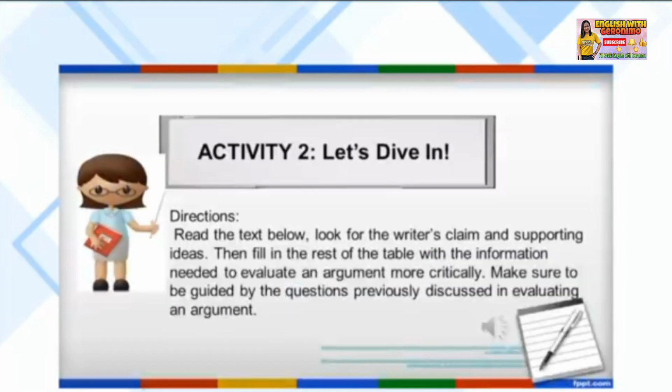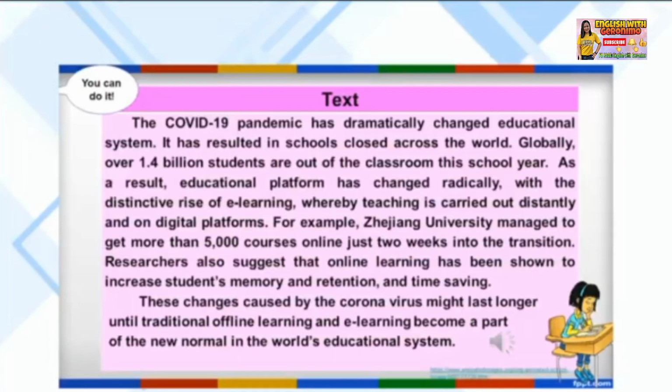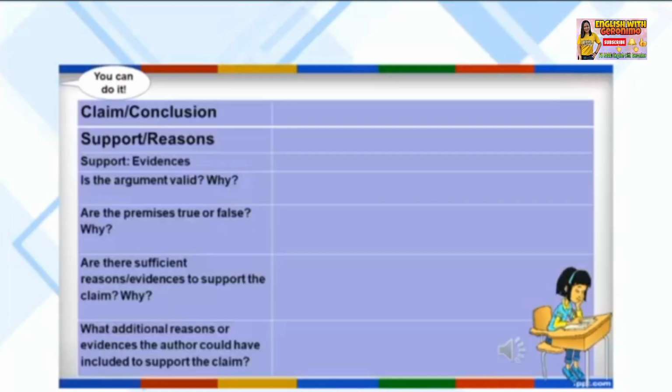Let us now proceed to activity 2. Read the text below. Look for the writer's claim and supporting ideas. Then fill in the rest of the table with the information needed to evaluate an argument more critically. Make sure to be guided by the questions previously discussed in evaluating an argument. Here is the text. You may pause this video if you need more time to read and answer. Then press the play button to proceed. You may now fill in the table with the information needed in evaluating an argument.